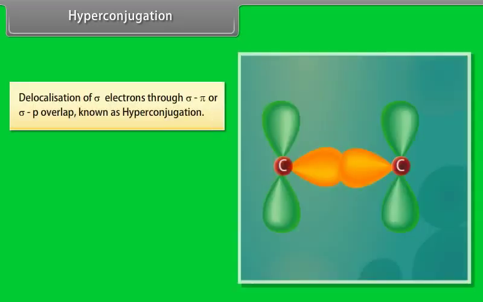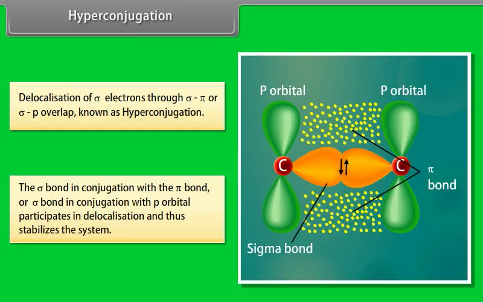Hyperconjugation. Delocalization of sigma electrons through sigma-pi or sigma-p overlap is known as hyperconjugation. The sigma bond in conjugation with the pi bond, or the sigma bond in conjugation with the p orbital, participates in delocalization and thus stabilizes the system.